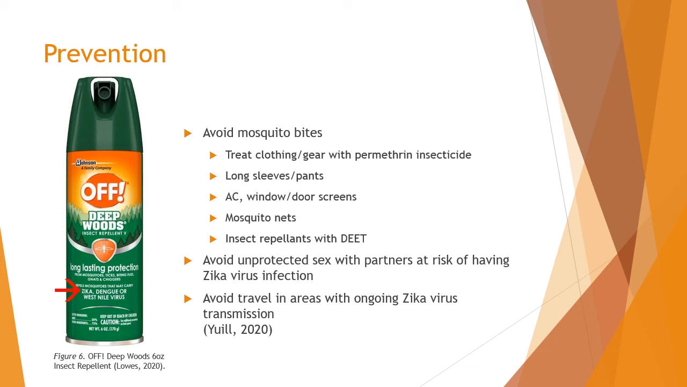The best way to prevent getting Zika virus disease is to avoid mosquito bites altogether. And to do this, you can treat your clothing and gear with permethrin insecticide, wear long sleeves and pants, stay in air-conditioned buildings with windows, with proper window and door screens. And if that's not available, use mosquito nets. Insect repellents with DEET are very important, like the one pictured here.